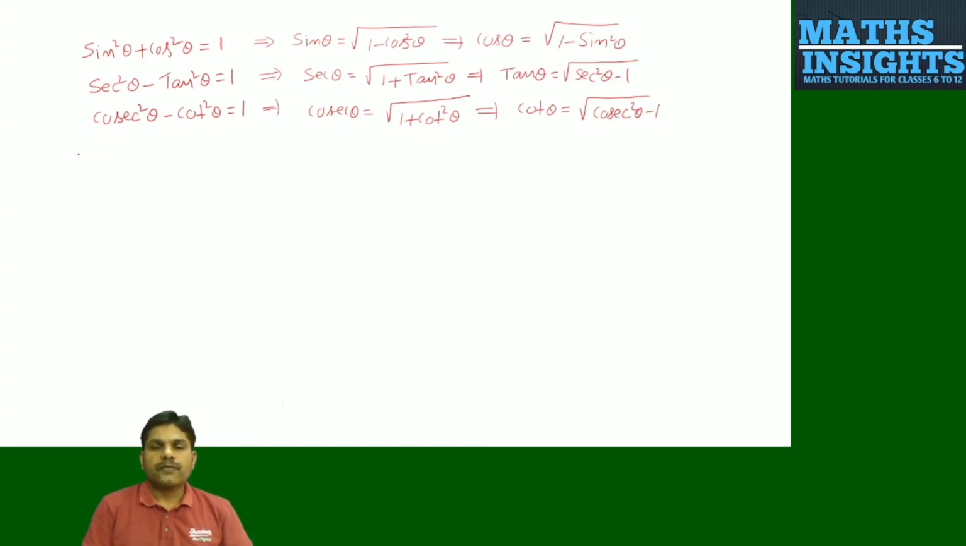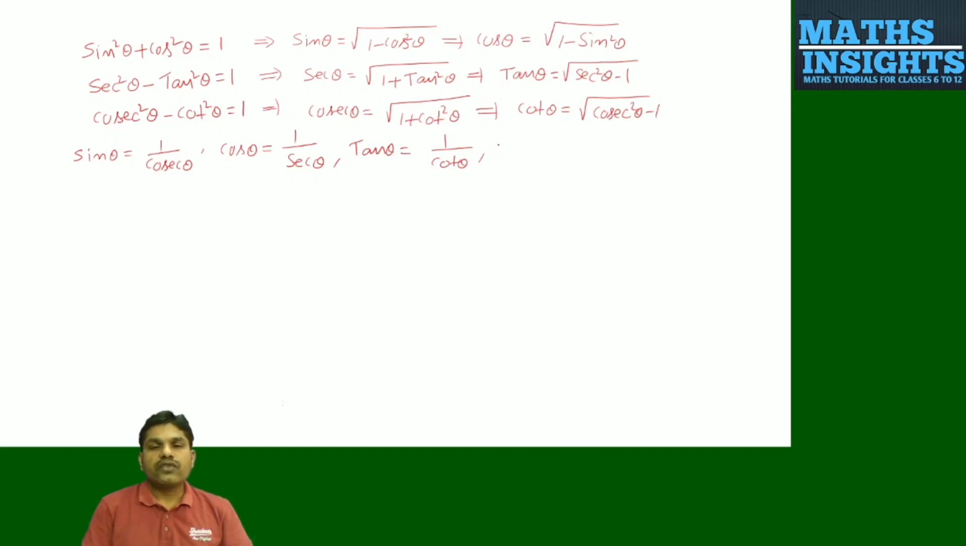And you know that sin theta is the reciprocal of cosecant theta. Therefore, I will write sin theta as 1 by cosecant theta. Similarly, cos theta is the reciprocal of secant theta. Therefore, I will write it as 1 by secant theta. Similarly, tan theta is the reciprocal of cot theta. Therefore, I will write it as 1 by cot theta.